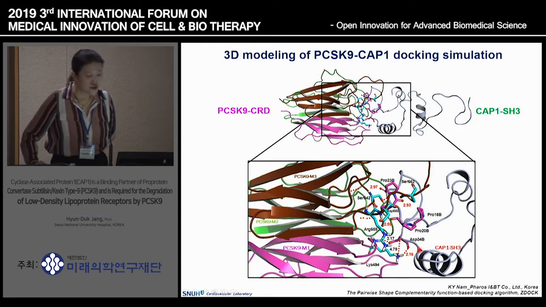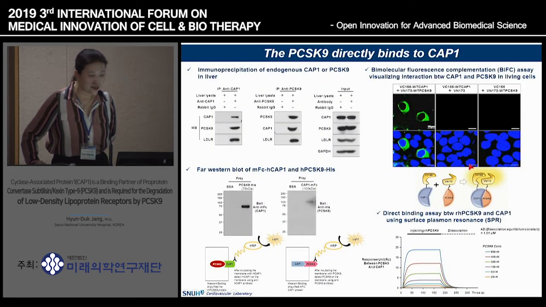Here is a comparison of the binding motifs of resistin and CAP1, and PC9 and CAP1 interactions. With virtual 3D modeling of PC9 and CAP1 docking simulations, we also proved it. Here is direct binding between PC9 and CAP1: IP experiments, BiFC visualizing interaction between CAP1 and PC9 in living cells, far western blot of CAP1 and PC9, and finally we proved direct binding using SPR.